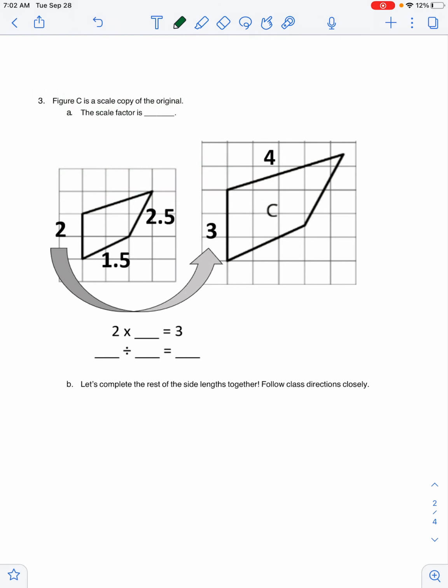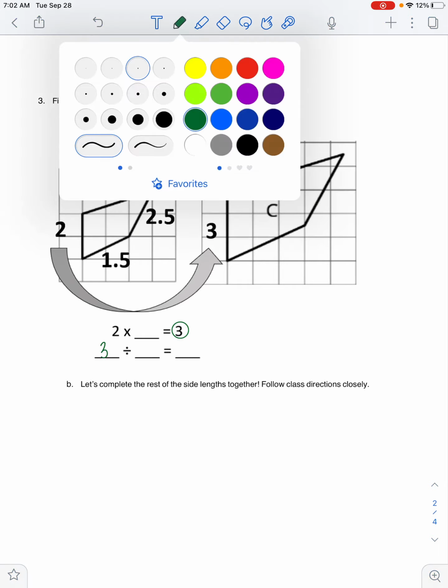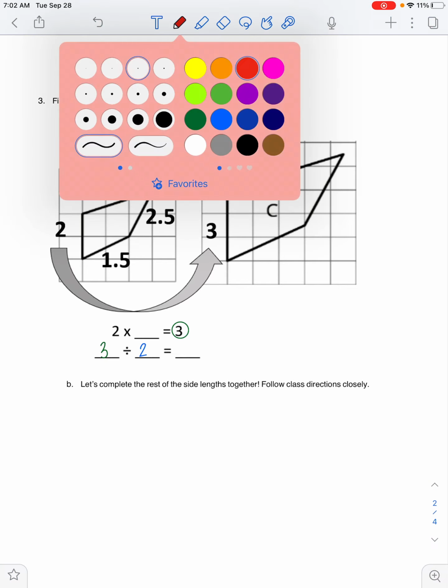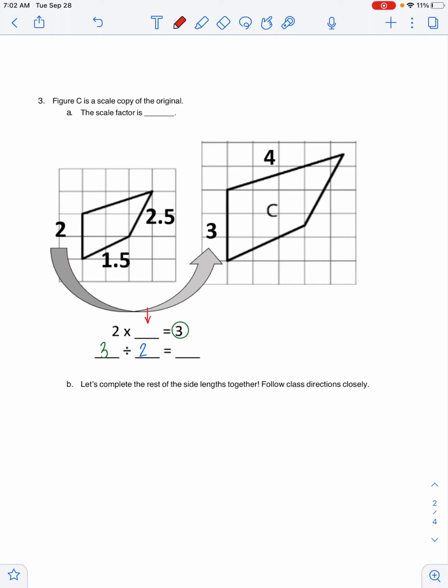So notice, we know that 2 times something gives us a product of 3. Whatever we're multiplying the side lengths by to get the corresponding side, so from 2 to 3, will be our scale factor. But of course, 2 times a whole number isn't 3, so we might need a little bit of extra help. Remember that I can take my product, in this case my product is 3, divided by my factor, which in this case is 2, and that will tell me my missing factor, or this number here.